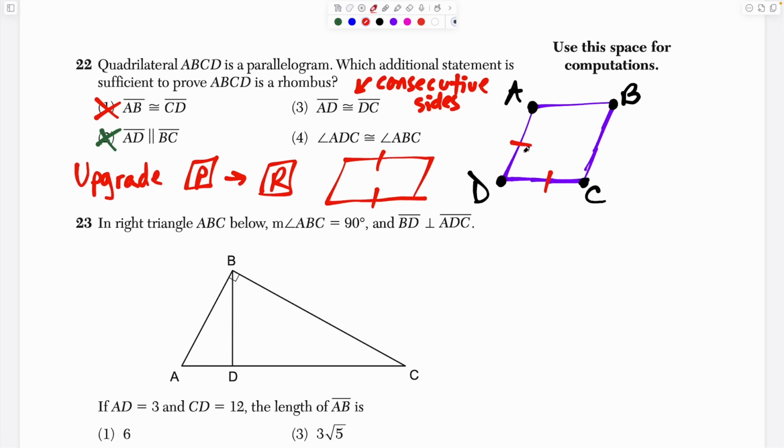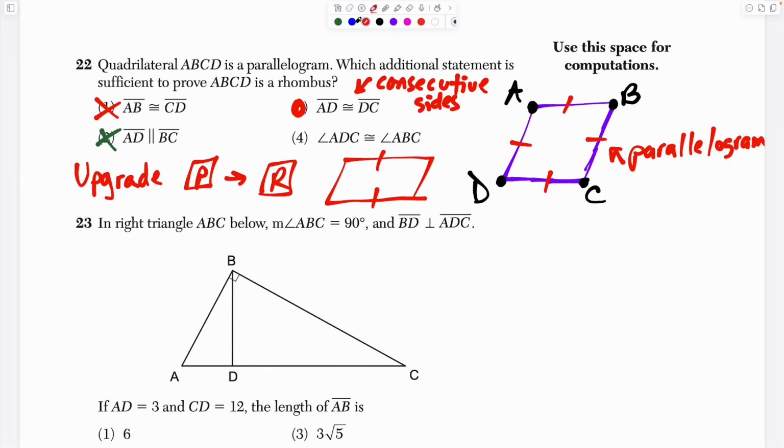And the reason being, if I'm told these two are the same, since this is, once again, already a parallelogram, so a parallelogram, if I know these two are the same, well, if we have a parallelogram, the opposite sides are congruent. So AD would have to be congruent to BC, and DC would have to be congruent to this. So now all four sides would be the same, and this would be the upgrade we need.